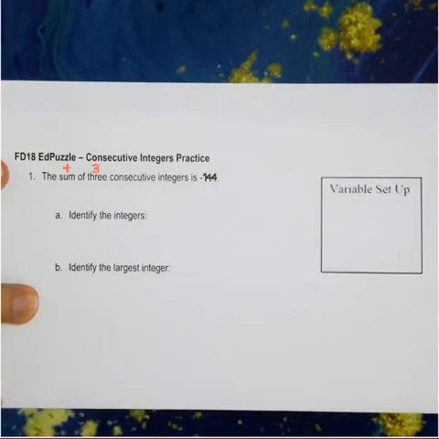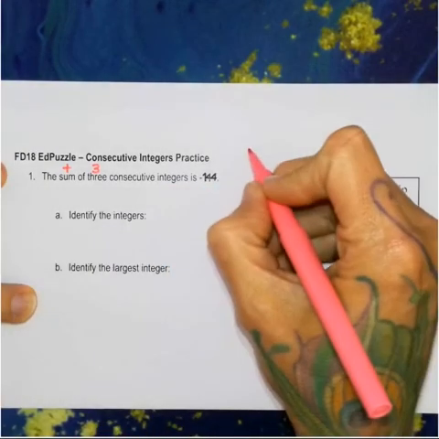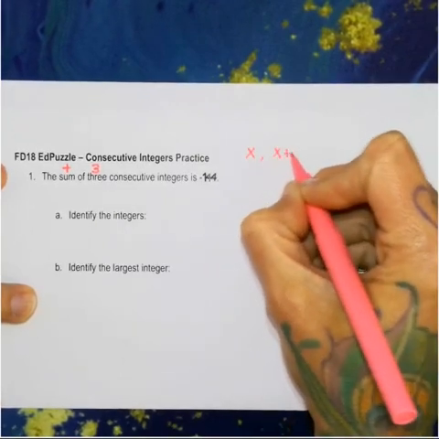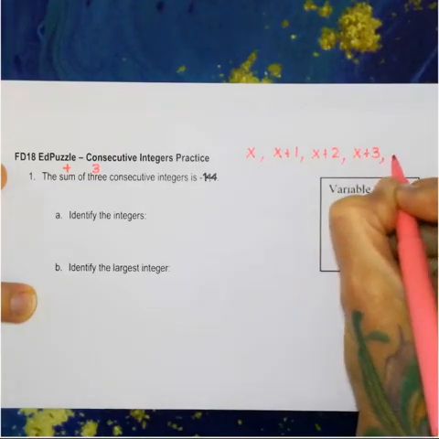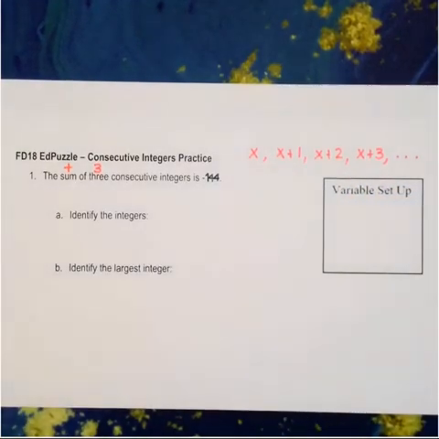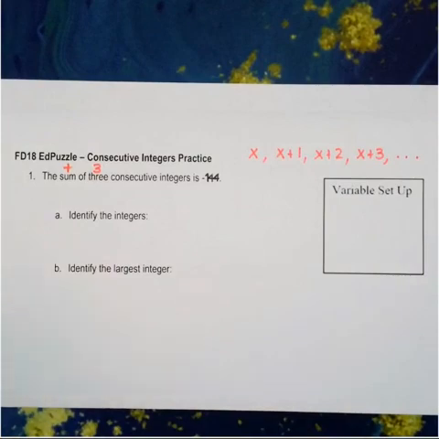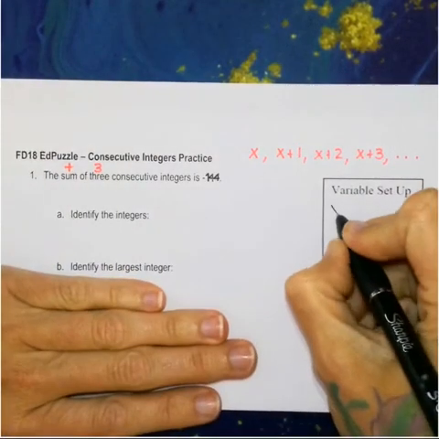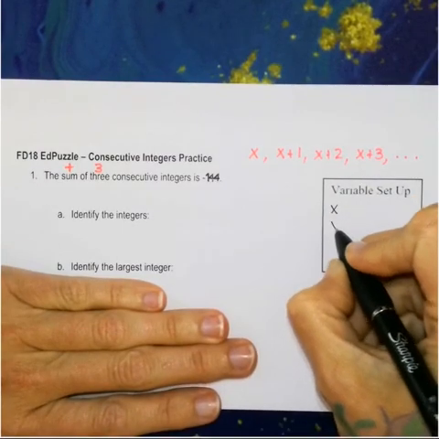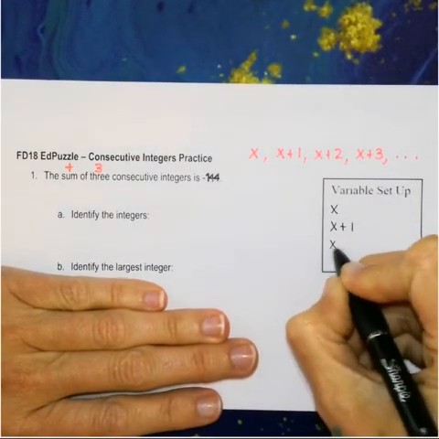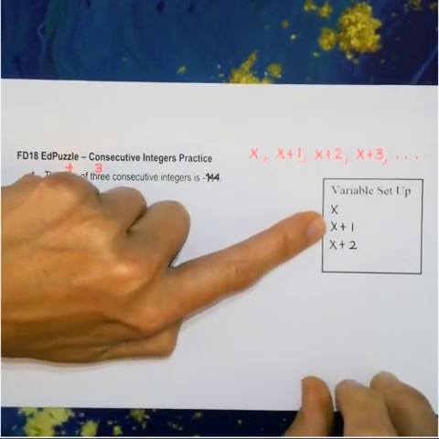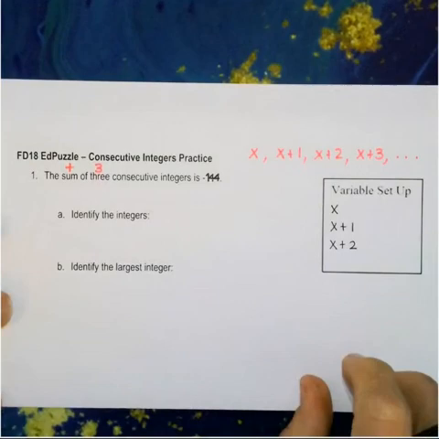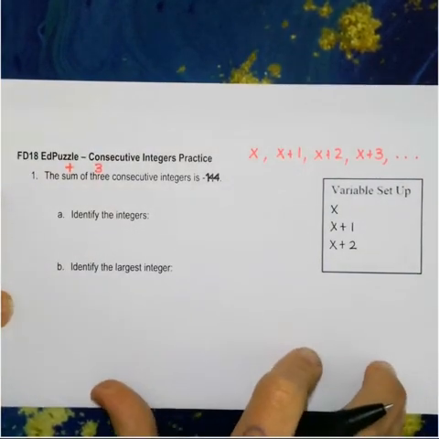So I need to set up my variables. Remember, if we make that list, it's going to be x, x plus 1, x plus 2, x plus 3, and so on, depending on how many consecutive integers we need. We need 3. So our variable setup is going to be the first one, which is x, and then x plus 1, and then x plus 2. Reminder, if our first number was 3, 3 plus 1 is 4, 3 plus 2 is 5. So that gives me 3, 4, 5, which is 3 consecutive integers.